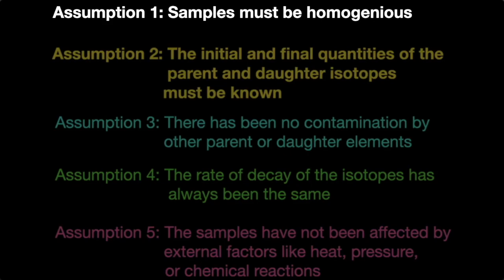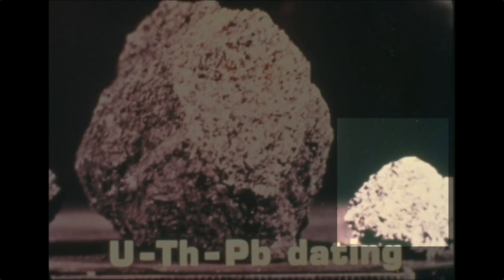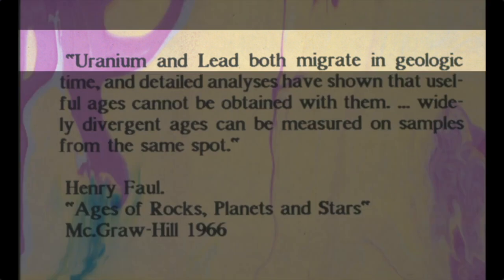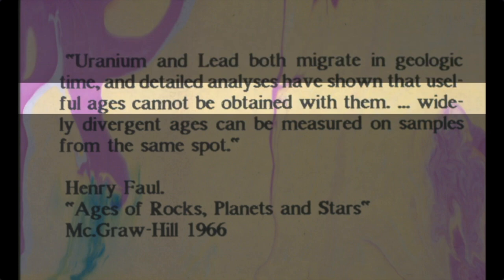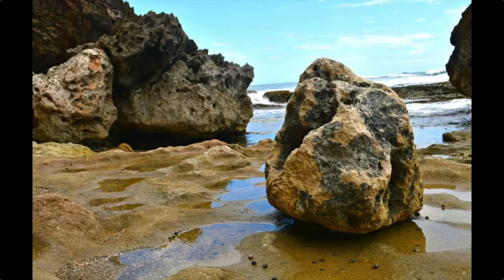The parent element, uranium for example, and the daughter, the element that the parent decays into, in this case lead, must be evenly distributed throughout the sample. As we saw in episode 28, Henry Faul pointed out long ago that uranium and lead both migrate in geologic time and useful ages cannot be obtained with them. Widely divergent ages can be measured from samples of the same spot. Pieces chipped from one rock can give ages from almost nothing to many millions of years.